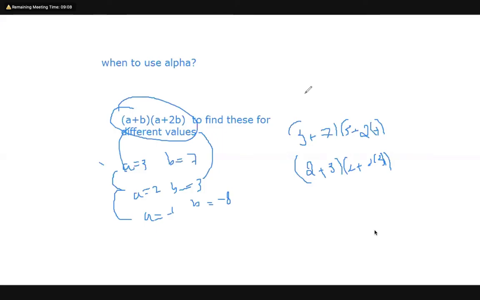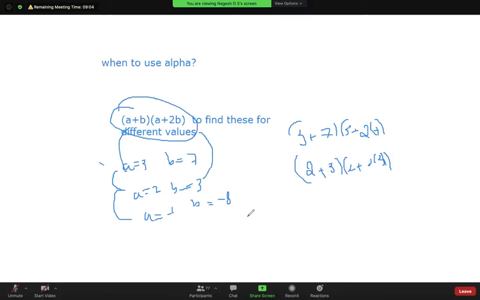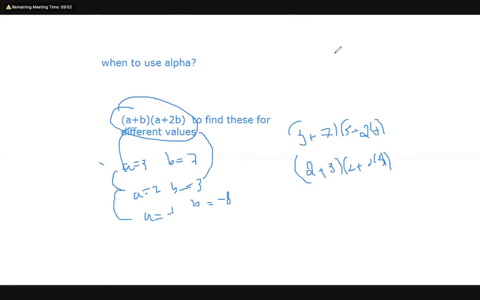In such a situation, we will use alpha. Okay, understood when to use alpha? When a function is there and different sets of values will be used, then we will use alpha. How to use? Press alpha in your scientific calci.